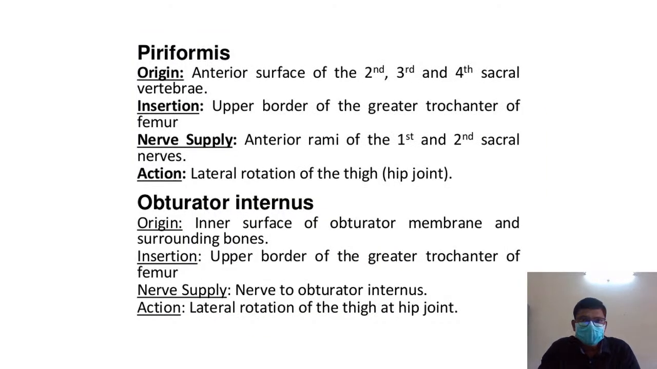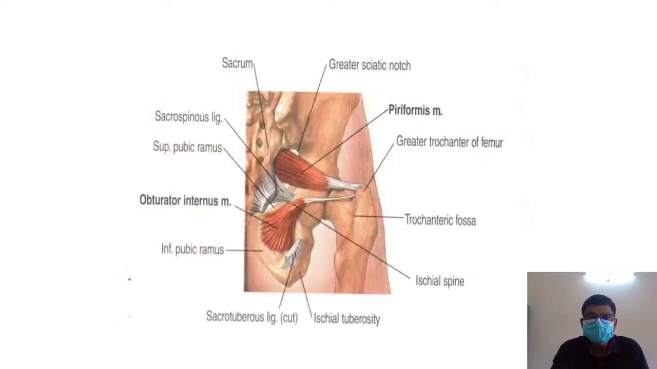Coming to the next important muscle, that is the piriformis. This piriformis takes its origin from the anterior surface of the second, third and fourth sacral vertebrae. You can see this one. These are the sacrum, because sacral vertebrae are fused with each other. They are not individual bones.